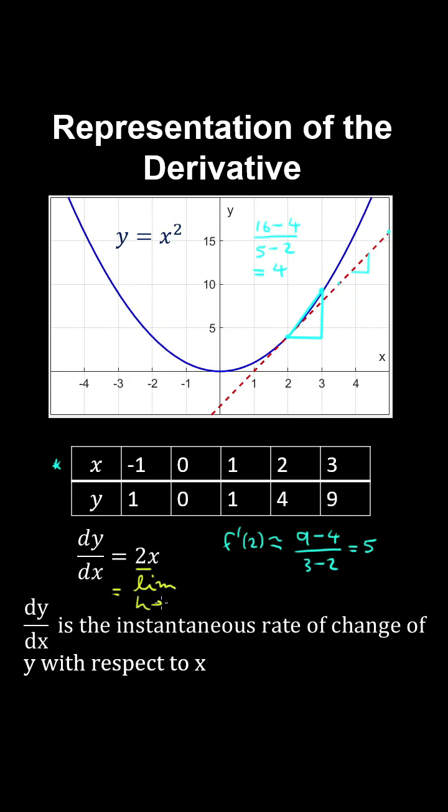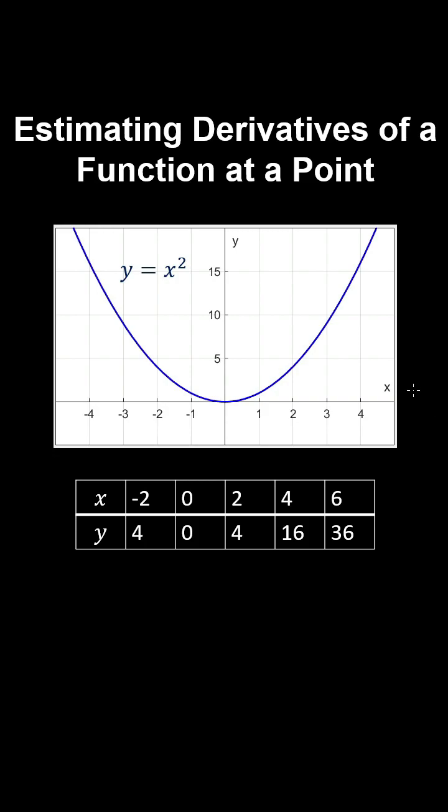So we take the limit as h approaches 0, and then using our function, if you evaluate this limit, you'll obtain this result. We can also represent the derivative verbally as the instantaneous rate of change of a function y with respect to the independent variable x at a particular point. Let's estimate the derivative graphically and using the information from this table.